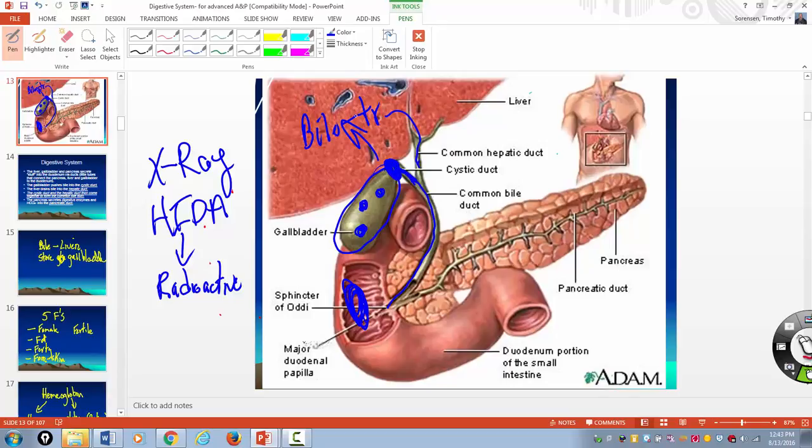So X-ray, HIDA scan, ultrasound too, because it picks up denser objects. You'll be able to pick it up. That can be used to diagnose gallbladder disease.